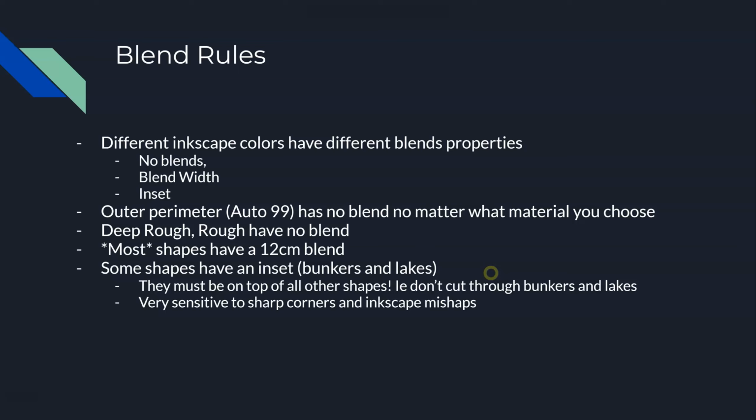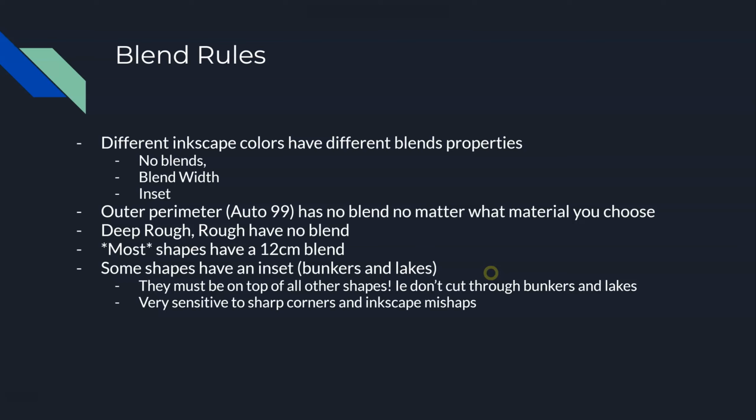The different properties are also the blend width. Most of the time it's 12 centimeters, but there's actually cases where there's some insets that are a little bit different. So I'm going to talk about insets here as well. So some things here, the outer perimeter, remember that Auto 99 that goes around the very outside, all the way to the edge of the terrain, that has no blend no matter what material you choose, okay? So if your outer 99 is auto, if you decide to assign it a deep rough, which you do before you submit to Blender later on, you do not do that in Inkscape, it doesn't matter. It will not have a blend. But that's not important because typically you're not going to see that perimeter. It's far away from the golfer.